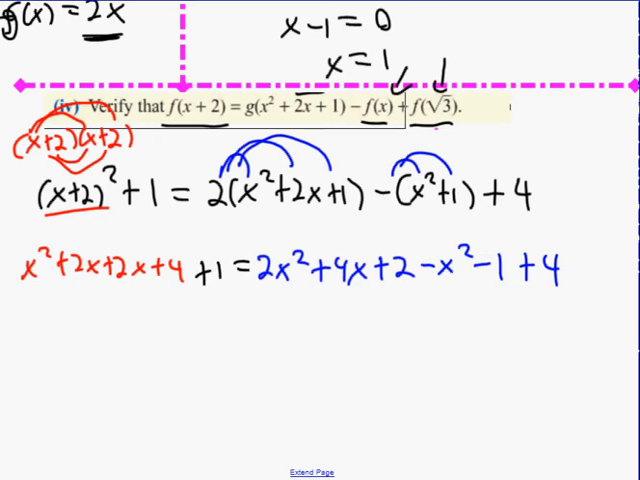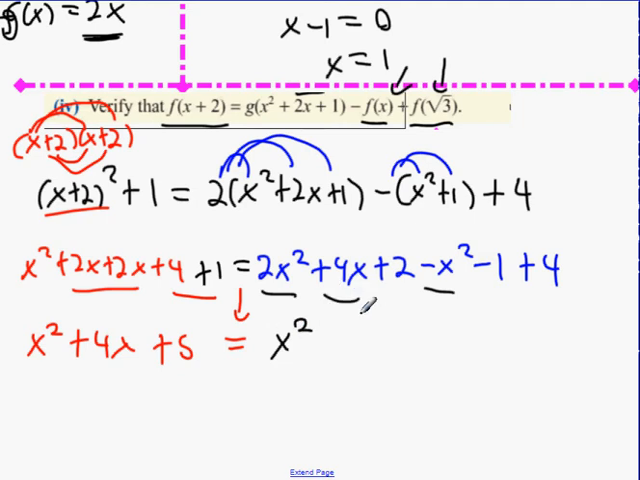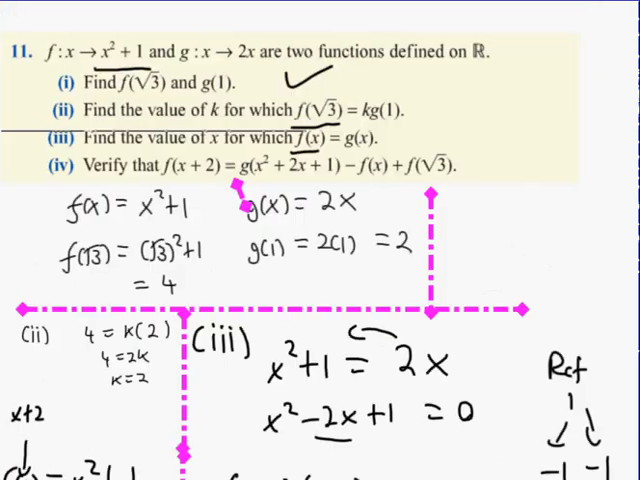Let's do a tidy up. X squared's on its own. The 2 of them. And the 2 of them. And then the equals is still there. Next one. X squared. That one's on its own. 4x. And then finally the 3 of them added together. 2 minus 1 plus 4 will get you plus 5. Are they equal? Yes, they are. Okay, so they're pretty equal. So that's it.